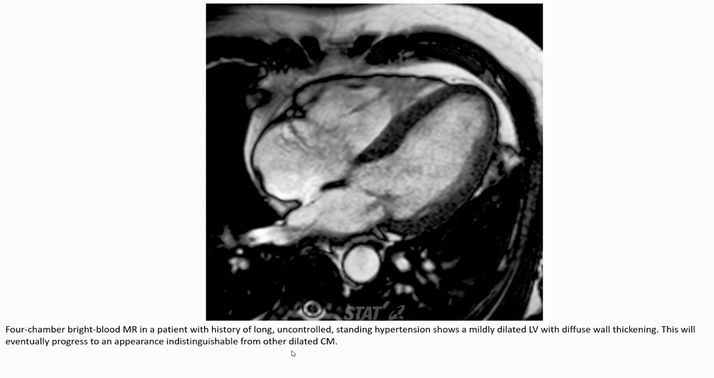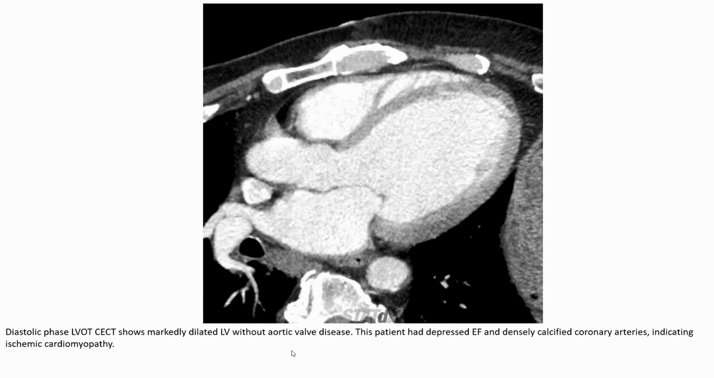Here, a mildly dilated left ventricle with diffuse wall thickening will eventually progress to an appearance indistinguishable from other related cardiomyopathy. This contrast-enhanced CT shows a markedly dilated left ventricle without aortic valve disease. This patient had a depressed ejection fraction and densely calcified coronary arteries, indicating ischemic cardiomyopathy.